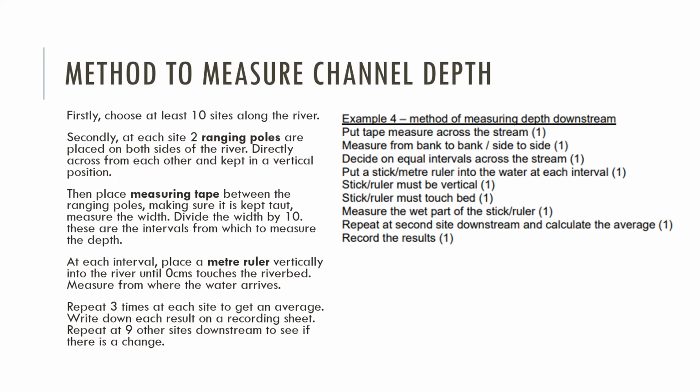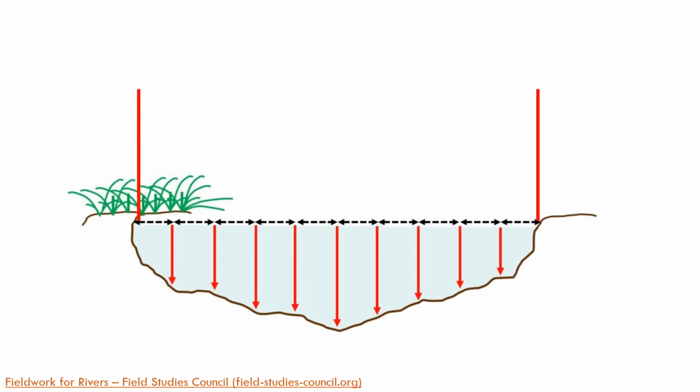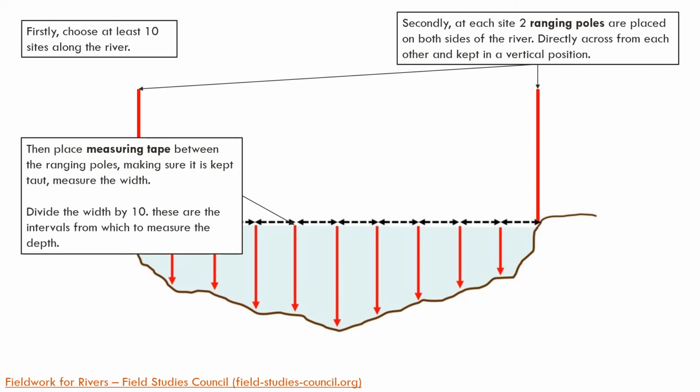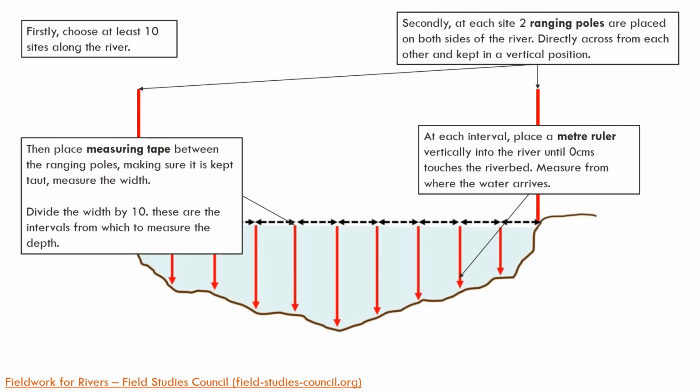And again, you can see recording the results, repeat at a second site downstream and calculate the average are very common things to include for a river investigation. And this is the type of diagram I would draw if I was doing it for my coursework or if I had to draw a diagram. So again, thank you, Field Studies Council.